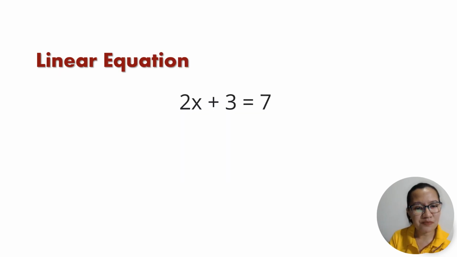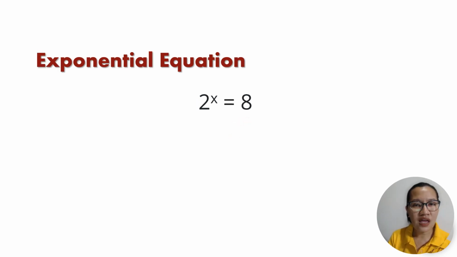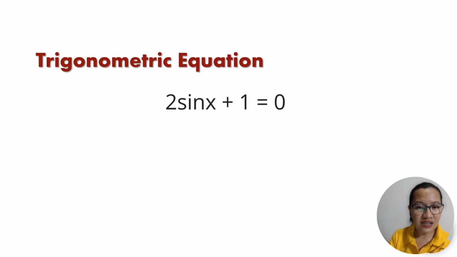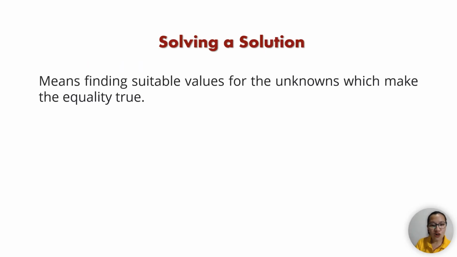That's an equal sign. So for example, this one is a linear equation. That is a quadratic equation. And then we have an exponential equation, a logarithmic equation, a trigonometric equation, and a differential equation, showing the equality on either side of the equal sign. Now, if we are to solve an equation, it means we are finding suitable values for the unknowns which will make the equality true, or in other words, the values for the unknowns which will satisfy the equation.